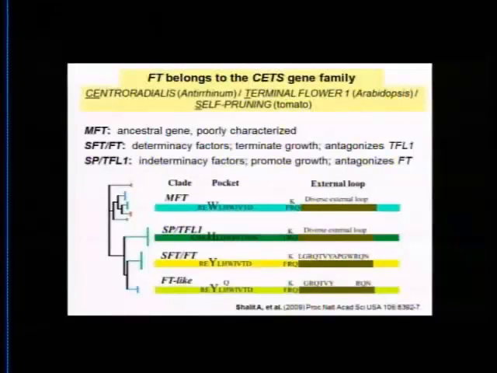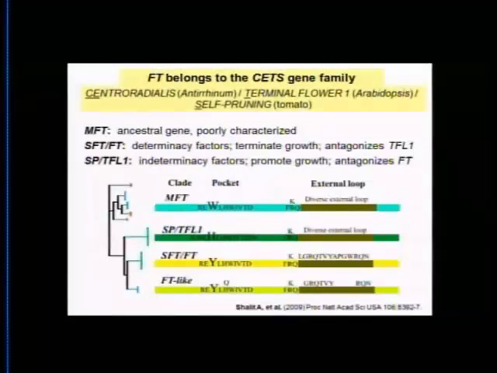Now, what's kind of interesting about these is that the FT-like genes, these two clades shown down here at the bottom, are genes that, when overexpressed, promote determinate growth. So if you overexpress these, you take a more or less very vegetative plant and you can make it more reproductive, or at least smaller in its stature.